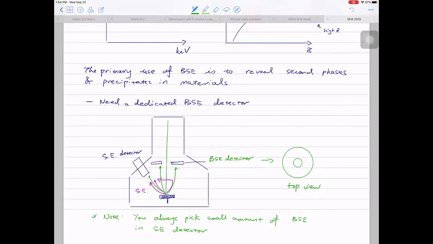For the secondary electron detector, if you apply a small bias on the grid, then the low energy SE will be attracted to the SE detector, but the high energy BSE, their path will be slightly deviated, but not by much. Does this answer your question? Yes, thank you. That's an excellent question. Any other questions before we compare the yield and energy of SE and BSE? Okay, if not, let's do the quick comparison.